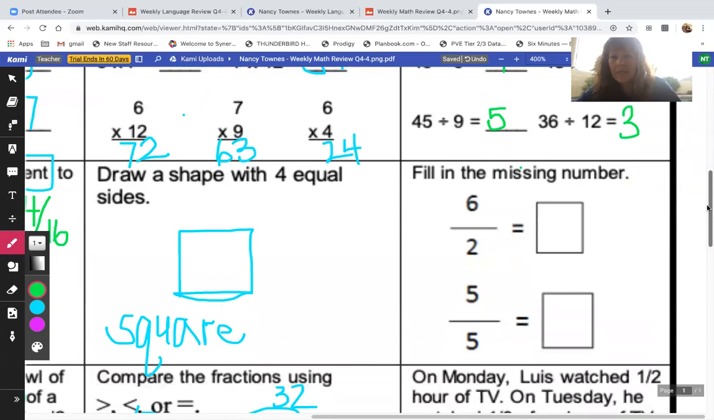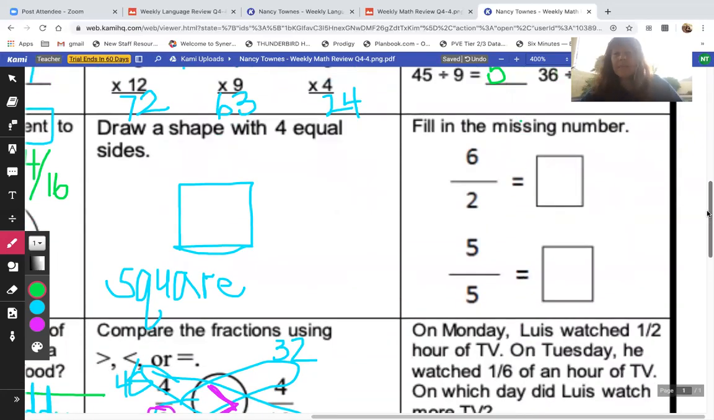All right. Next one, fill in the missing number. So we know that a fraction is really a division problem, right? 6 divided by 2 equals 3. So that is 6 halves. If you put 6 halves together, you would have 3 whole pieces. Or if I want to check it, 3 times 2 equals 6. Just handy that a fraction looks like a division problem, huh?